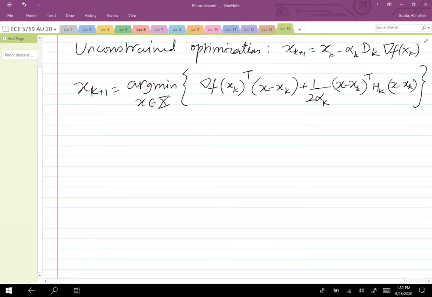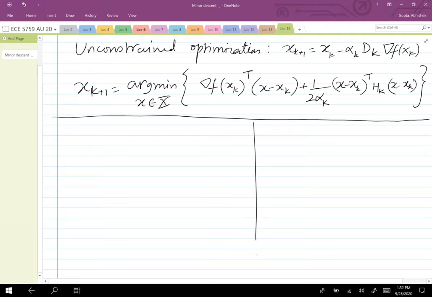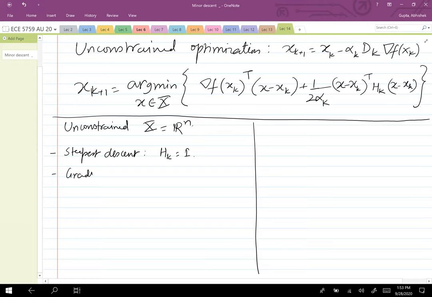Okay, so this particular expression unifies all the algorithms that we have studied so far. So let's see how. Let me look at the unconstrained case where X equals R^n. H_k equals identity corresponds to steepest descent.